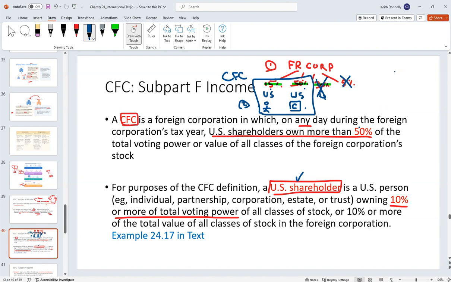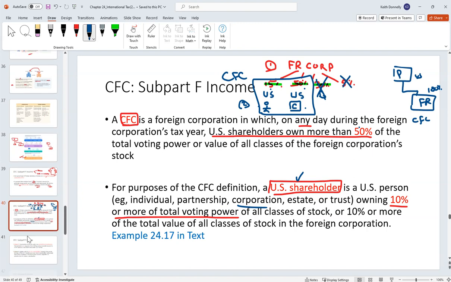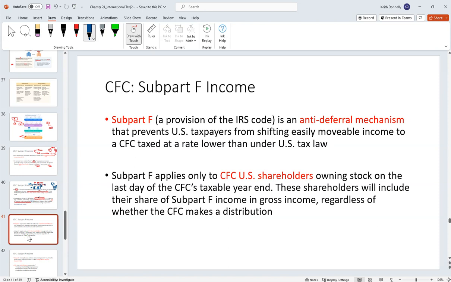Typically what you'll see is a U.S. parent company in the U.S. that owns that French subsidiary 100%. Well, that's going to be a CFC. The idea is that it's 100% owned by a U.S. shareholder, a U.S. corporation. It can be a U.S. corporation, or a U.S. person. We'll come back to this when we look at the examples.